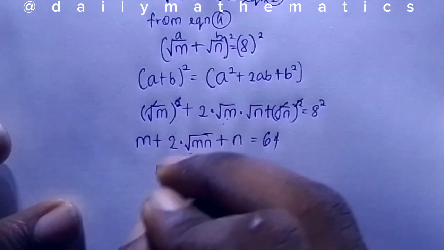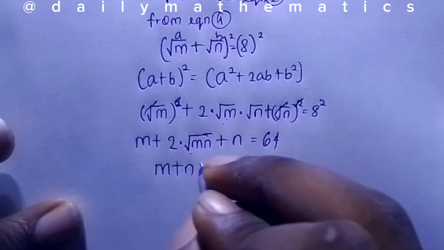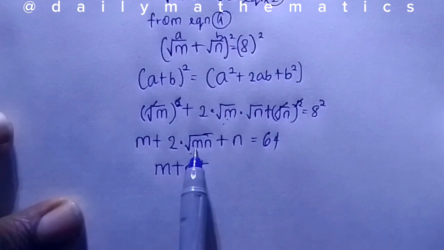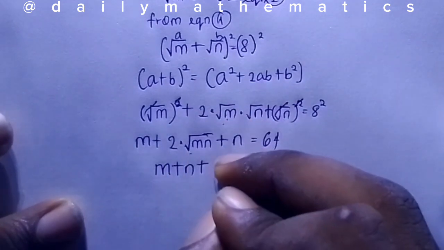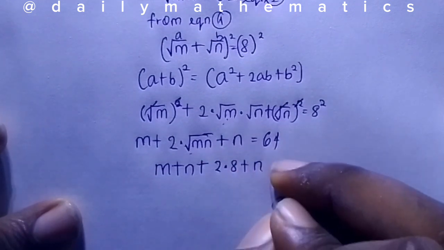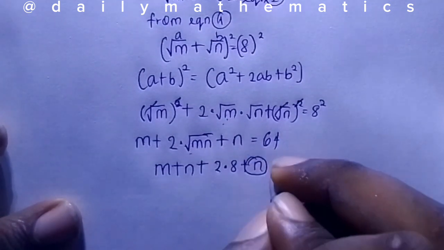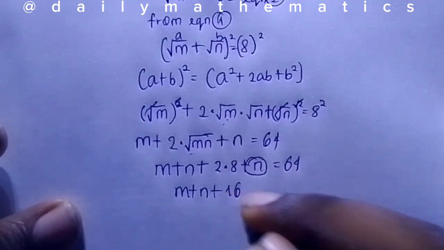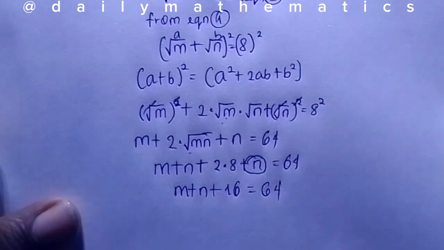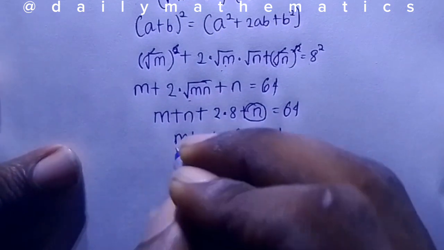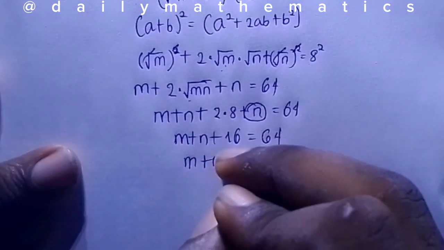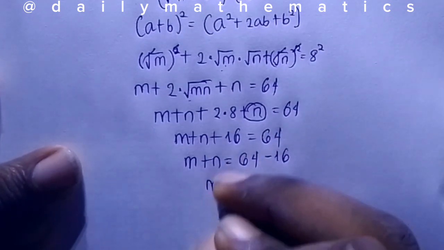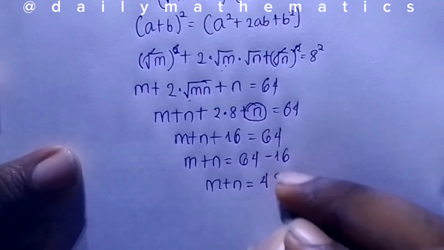So we can rearrange it: m plus n plus, now from equation 2 we have √(mn) equals 8, so we substitute that here. We have 2 times 8 plus m plus n equals 64. So m plus n plus 16 equals 64. Let's take the 16 to this side. When it crosses, it changes to minus 16. So m plus n equals 48.